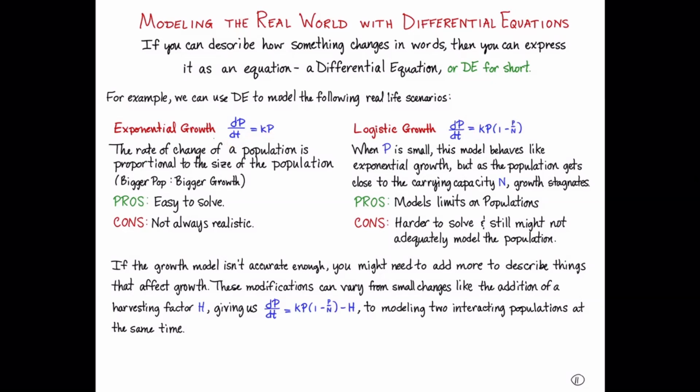It is harder to solve, as we'll see today. When we do one, there's a lot of algebra to it. The calculus part's easy, but the algebra is really long. So that is one of the drawbacks of logistic growth.